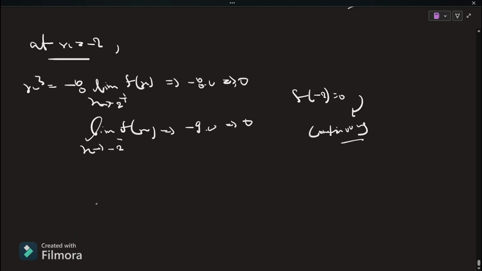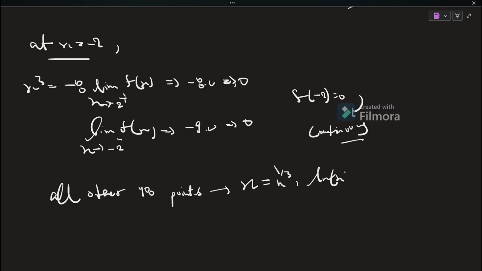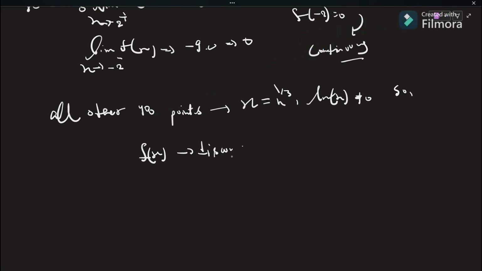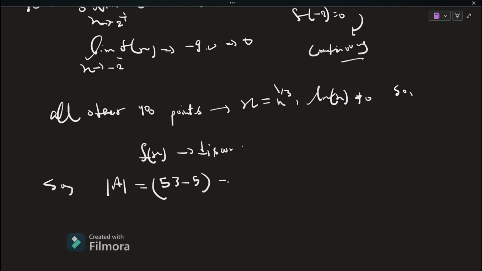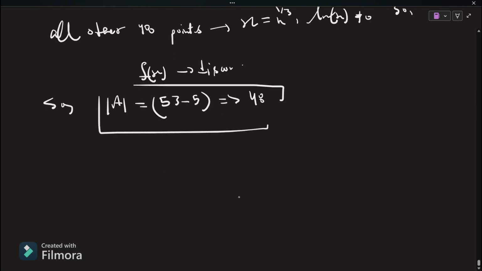नाउ ऑल अदर्स 48 पॉइंट्स होंगे ना, ऑल अदर्स जो 48 पॉइंट्स होंगे वहाँ पे x इक्वल्स टू n to the power 1/3 पे ln x जो होगा वो नॉट इक्वल्स टू 0 होगा. सो सॉरी, ln x नहीं, h of x, सो f(x) ये डिसकंटिन्यूअस हो जाएगा. सो हमें मिल जाता है डिसकंटिन्यूअस पॉइंट्स कितने हो जाते हैं 53 - 5, it will get 48 our first value.